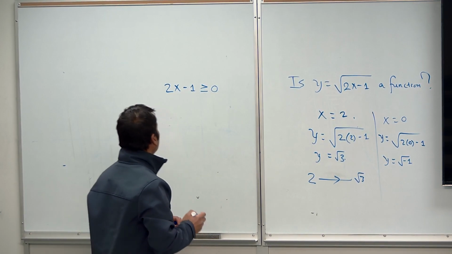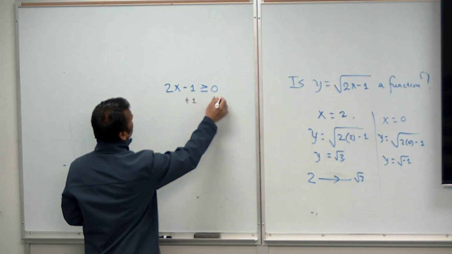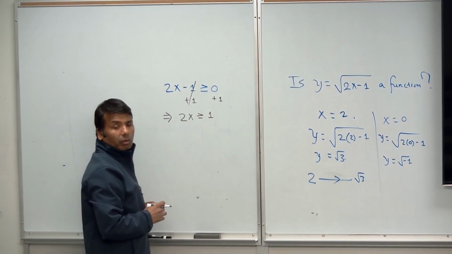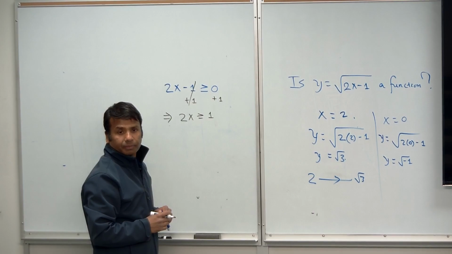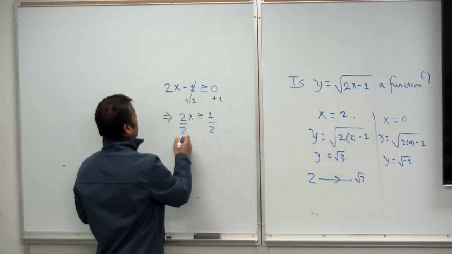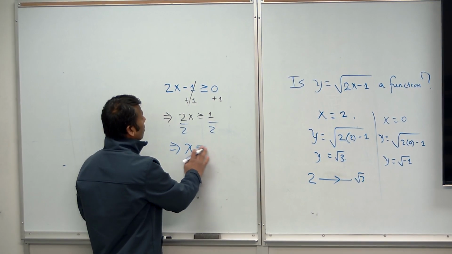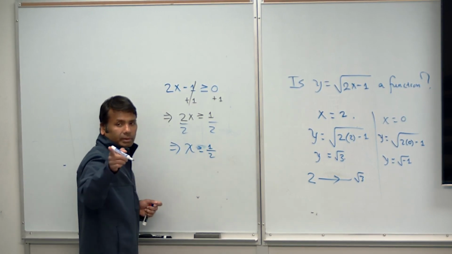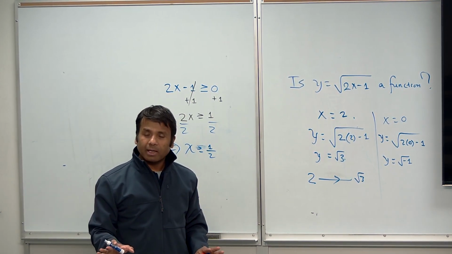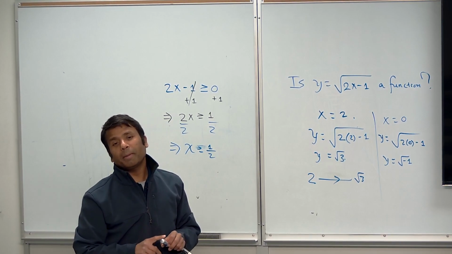Right? So you add 1 on both sides. You cross them out. So that will give you 2x is greater or equal to what? 1. Make sense? So you divide both sides by 2. And that will give you x is what? Greater or equal to 1/2. Make sense? So every value of x greater than or equal to 1/2 is in the domain.